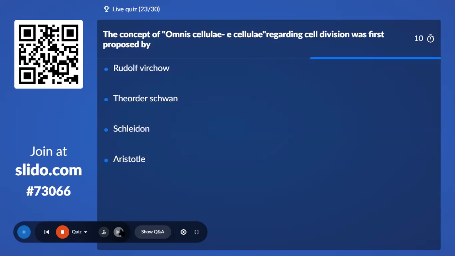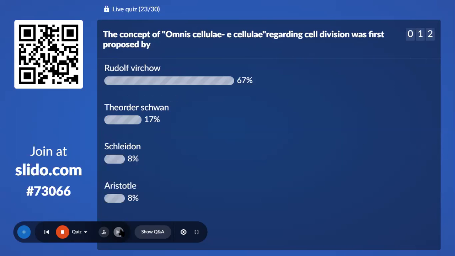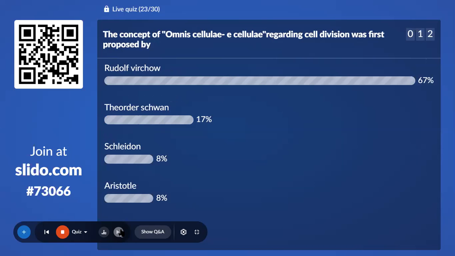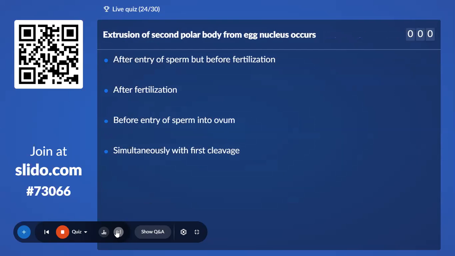And the poll rate in 10 seconds. And 67% students voted it as Rudolf Virchow. And the correct answer is Rudolf Virchow. Moving on to the next question, 24th question.